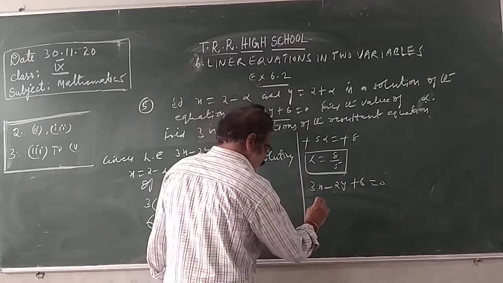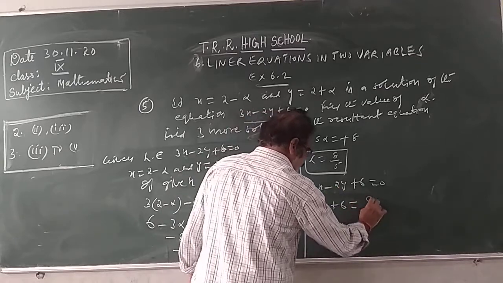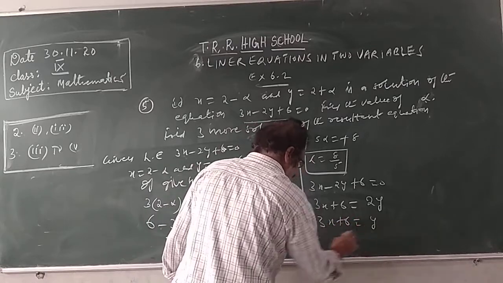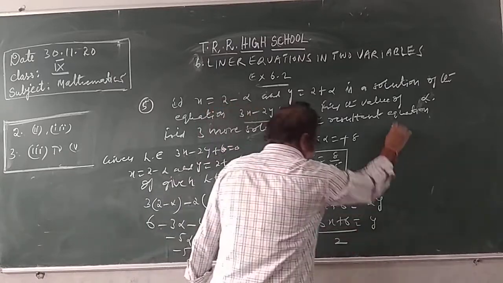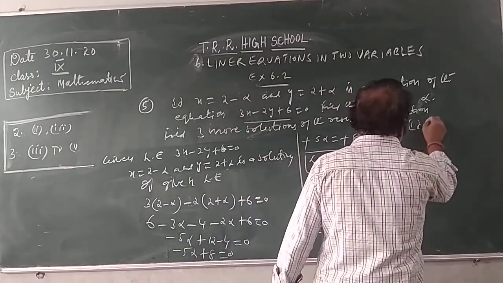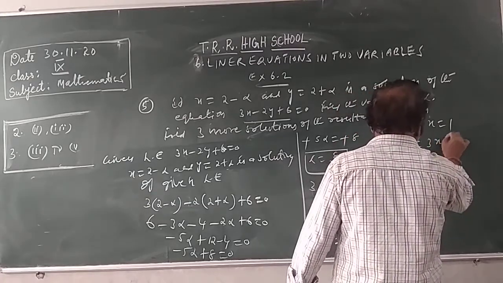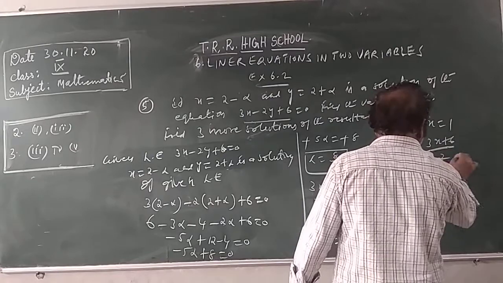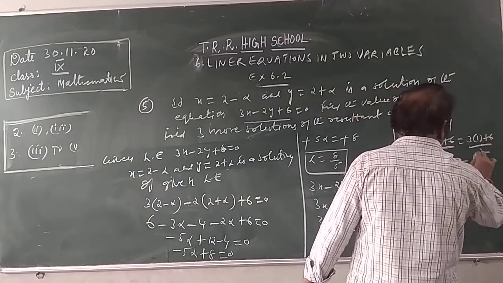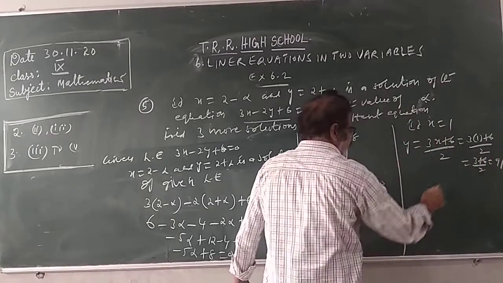So, 3x plus 6 minus 2y, send to the right side, plus 2y. 3x plus 6 is equal to 2y, so y is equal to 3x plus 6 by 2. So put x is equal to 1 here. If x is equal to 1, y is equal to what? 3x plus 6 by 2. Substitute in this: 3 into 1 is 3, plus 6 by 2, 9 by 2. So when x is equal to 1, y is equal to 9 by 2.